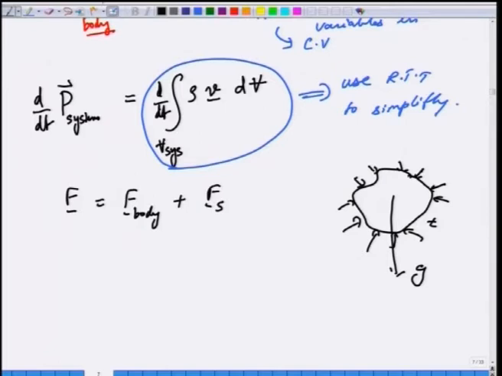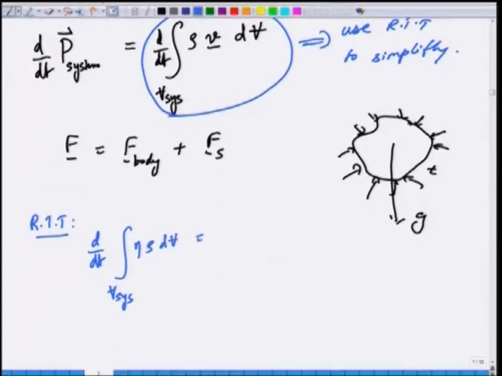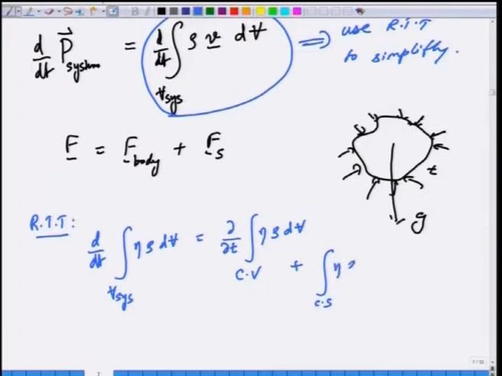Okay. So, let us apply the Reynolds transport theorem. If you recall, the Reynolds transport theorem is d/dt of the integral over the volume of the system of eta rho dV, which is nothing but d/dt of the integral over the CV of eta rho dV plus the integral over the CS of eta rho v dot n dA.